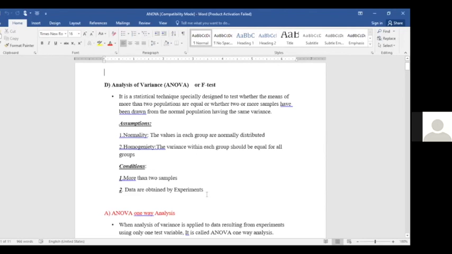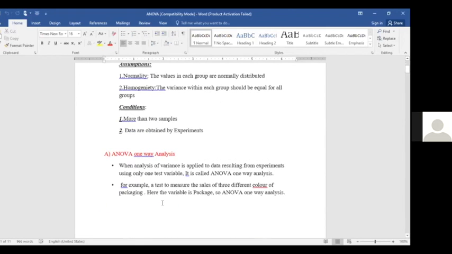Data are often experimental, but nowadays even survey data are also being used. ANOVA one way is for when you have only one variable. So you want to see whether the color of the packaging of a particular product has something to do with the sales or not. One variable. If it is packaging plus price, then 2 variables. So if it is only one variable, then ANOVA one way. 2 variables, then two way ANOVA.